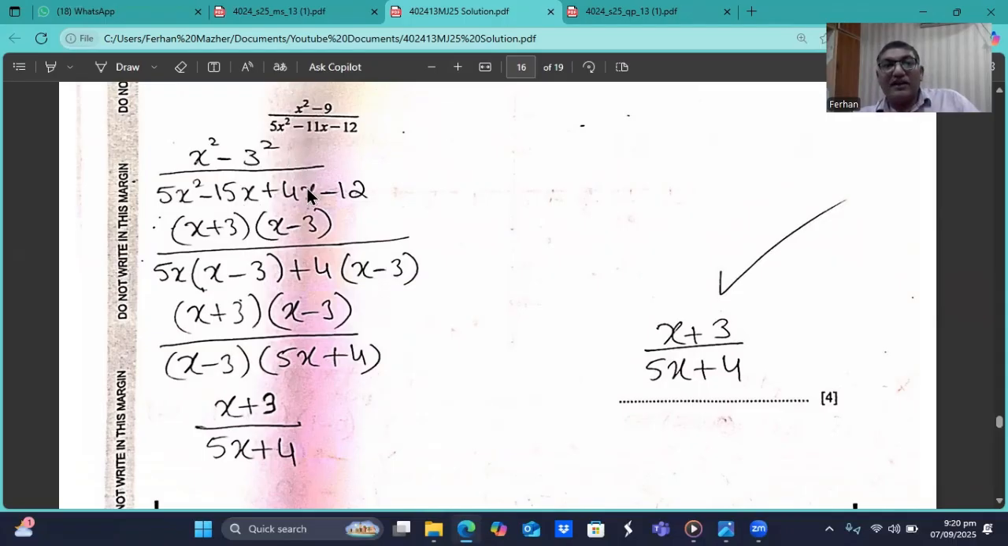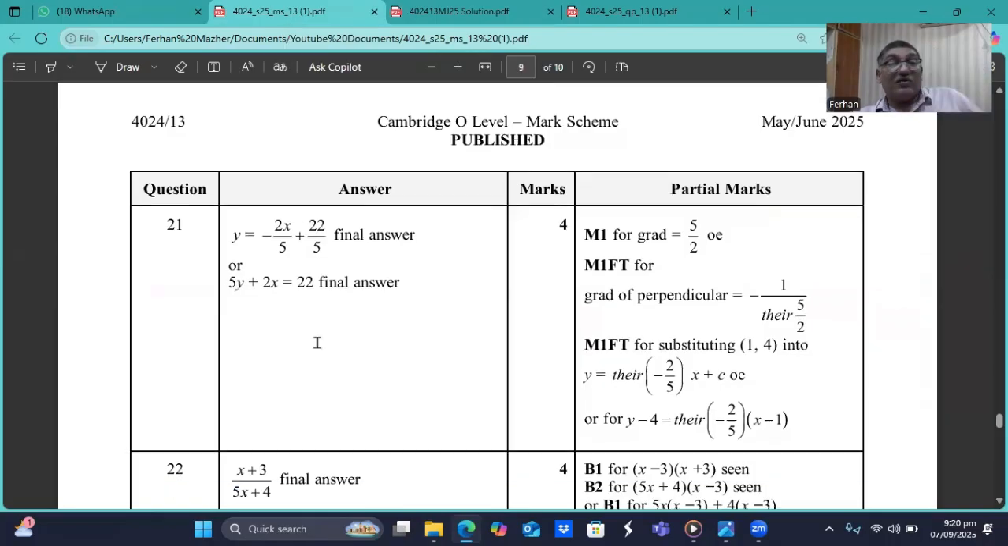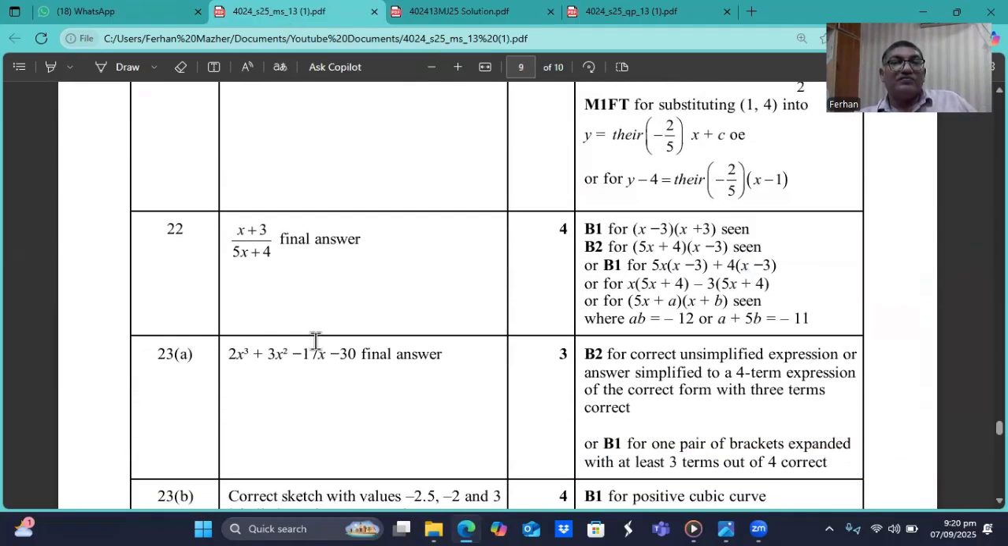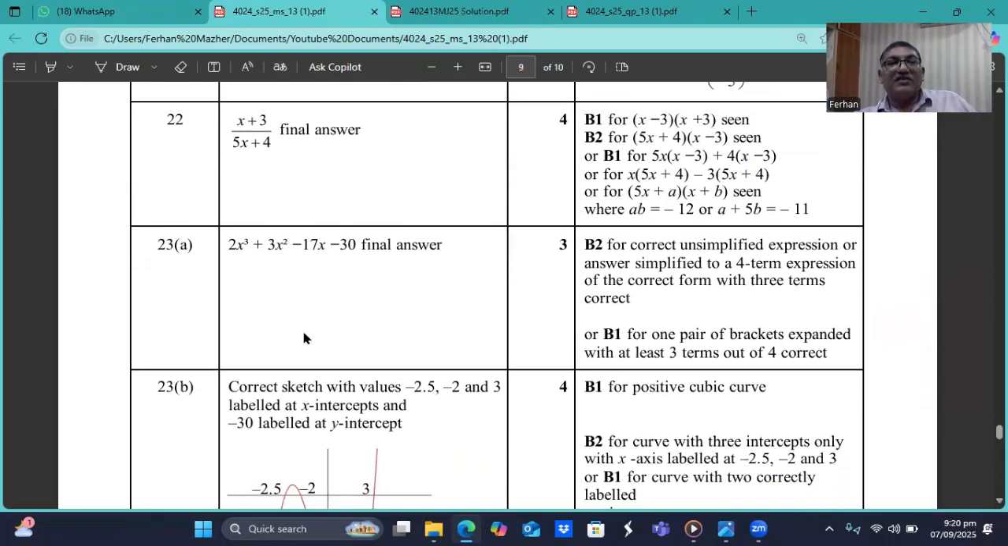We have done the midterm breaking, and here you will have x plus 3, x minus 3 in the upstairs. Downstairs, I take 5 common, x common, so x minus 3. Here you will take 4 common, positive 4. So you will have x minus 3 in the bracket, take x minus 3 bracket common. In the other bracket, you will have 5x plus 4. Now this bracket and this bracket, x minus 3 will be cancelled with each other. So you are left with x plus 3 divided by 5x plus 4. So this is how it's done, and I hope you understand this. This was question number 22.